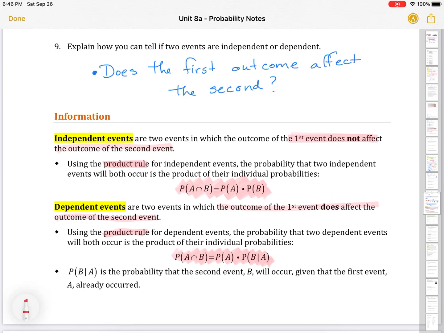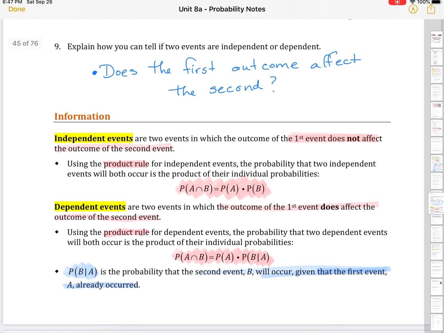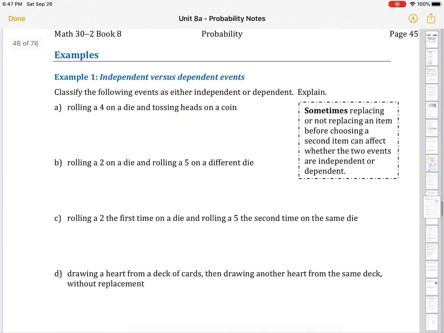We just have to make sure that we've taken into consideration the impact of that first event on the probability of the second event. So we multiply, and it's P(A and B) is equal to P(A) times P(B|A). Okay, so this means the probability of B given A is the probability that the second event B will occur given that the first event has already occurred. Okay, so B is reliant on A already having occurred.